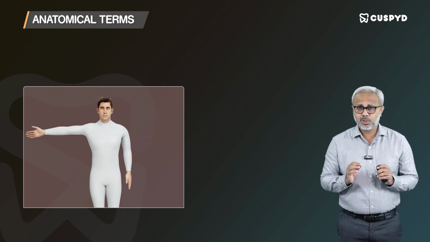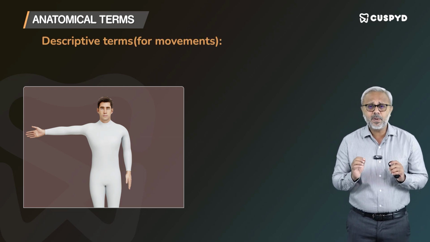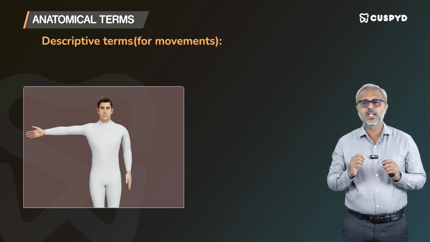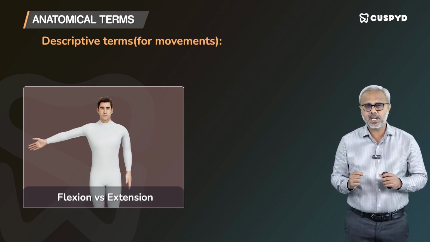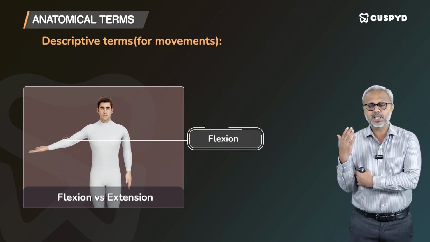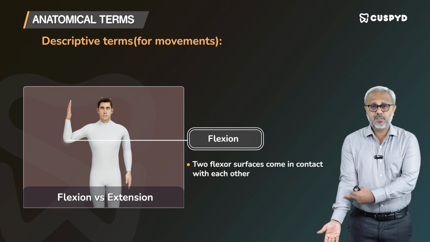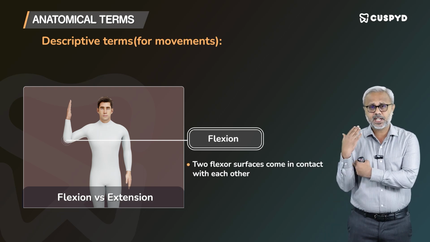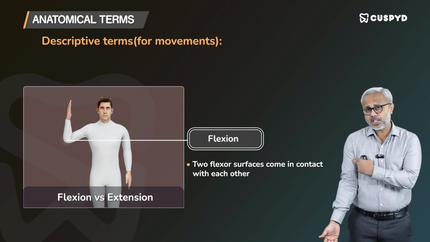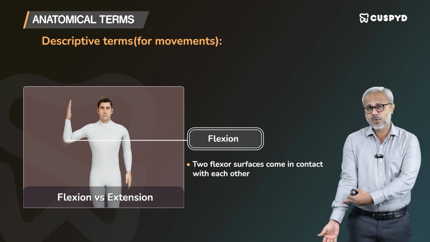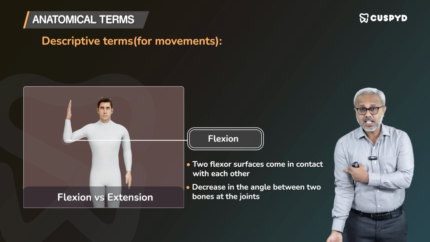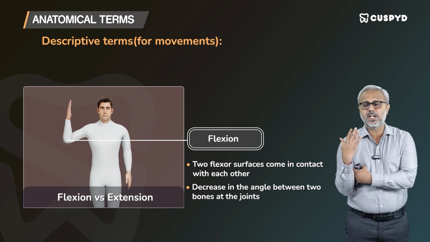Then we also use some other terms with respect to movements that we do. For example, the first or the most major movement that we do is flexion and extension, right? Imagine the elbow joint, right? This movement is called flexion. When the two flexor surfaces come in contact with each other, we call this movement flexion. Now, can you tell me what is happening to the angle between the forearm and the arm when you do the flexion? It is getting reduced. So when the angle between the two bones is reduced, we call it flexion.